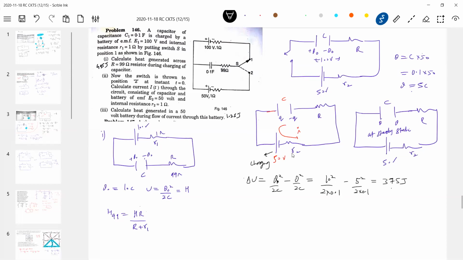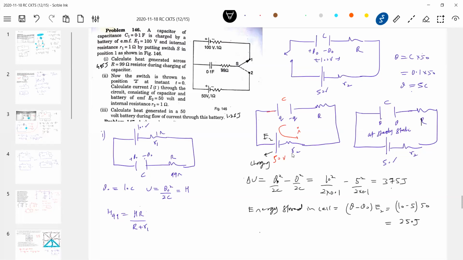Where has all this gone? So what is the energy stored in the cell? The difference in charge, Q minus Q naught, into 50 volt. If you want, you can write it with symbols. So 10 minus 5 into 50. So this will be 250 joules stored. Okay, clear this. How much remains? 125. That 125, who will share this? The capital R and small r.